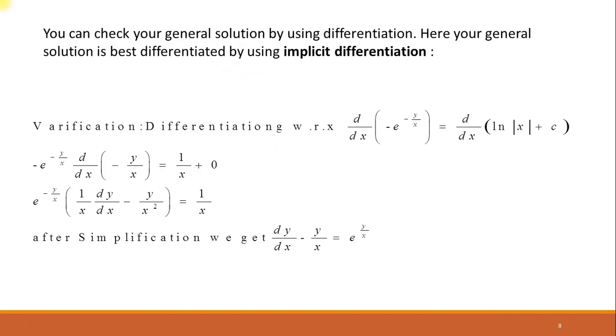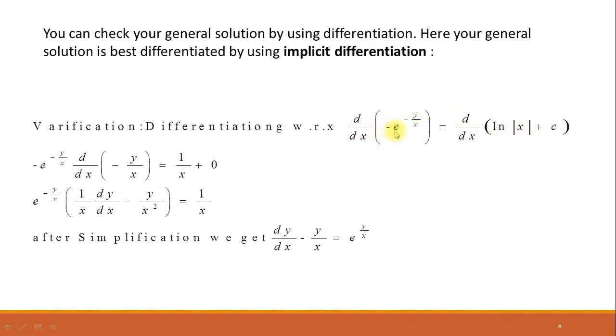Now to check our solution, you can check your general solution by using differentiation. Here your general solution is best differentiated by using implicit differentiation. For the verification, taking the derivative of the given function with respect to x: derivative of the left hand side with respect to x, and derivative of the right hand side with respect to x.